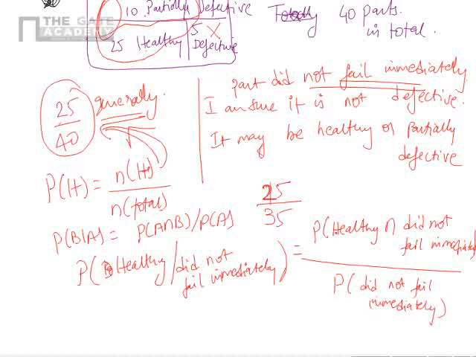So that is nothing but what? Totally 35 components are there, out of which these are 25. So that is nothing but 25 by 35. Clear? This is a classical case of a conditional probability.